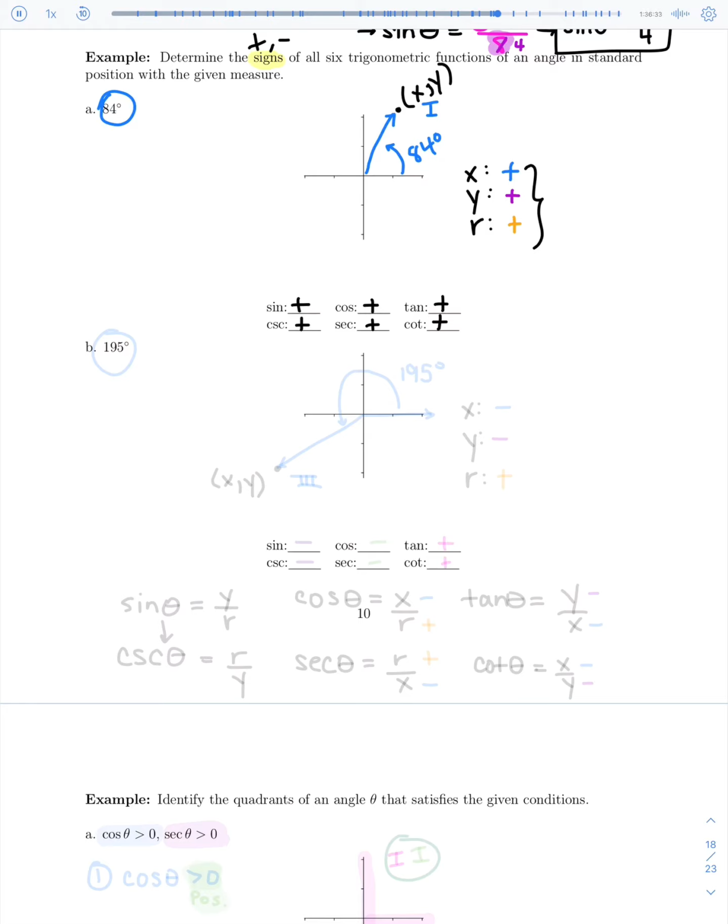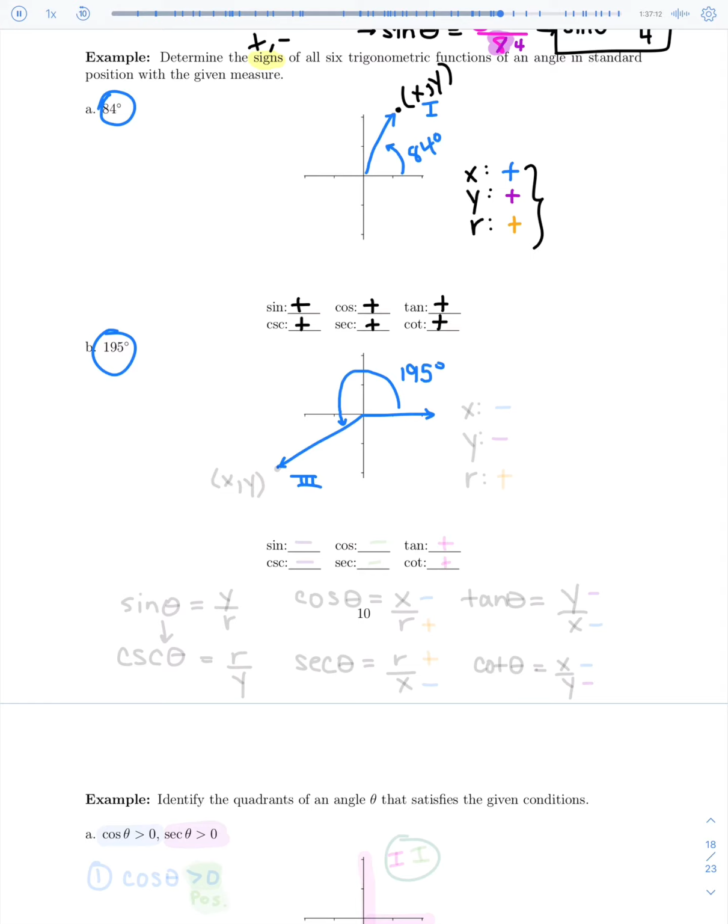Okay, let's take a look at another one like in problem B. B won't be as straightforward because we're in a different quadrant. We're not dealing with all positives. So let's see where 195 lands us. So drawing our angle, you start with the x-axis and work your way around. So if we stop here, it's 180. We don't want to stop there. We're going to keep going a little bit past that, so we end up over here and in quadrant number 3. That's about our 195 degrees.